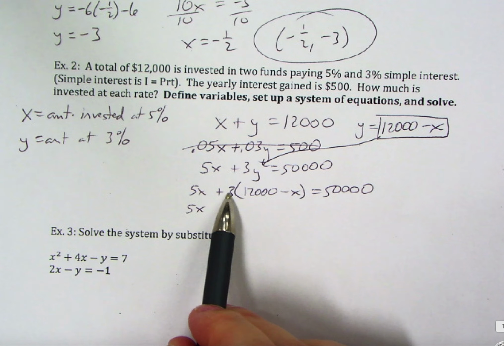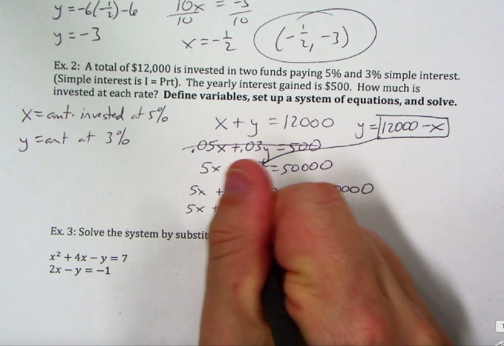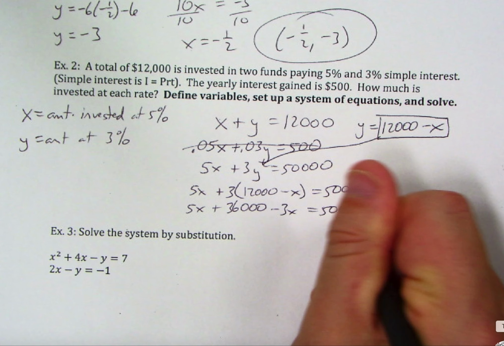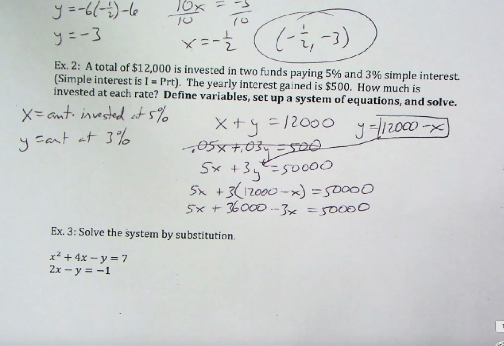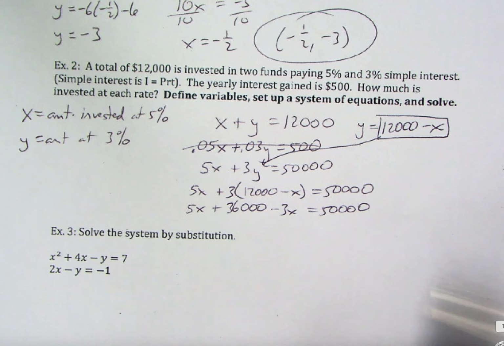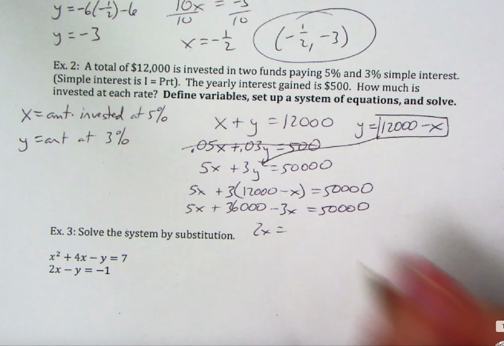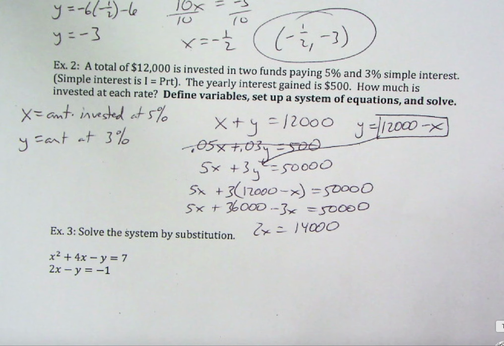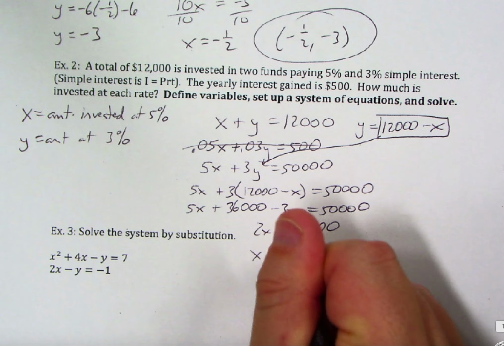So distribute the 3. Notice I get negative 3x there. I'm going to combine the x's and subtract 36,000 over. So 2x is 14,000. Which means x is 7,000.